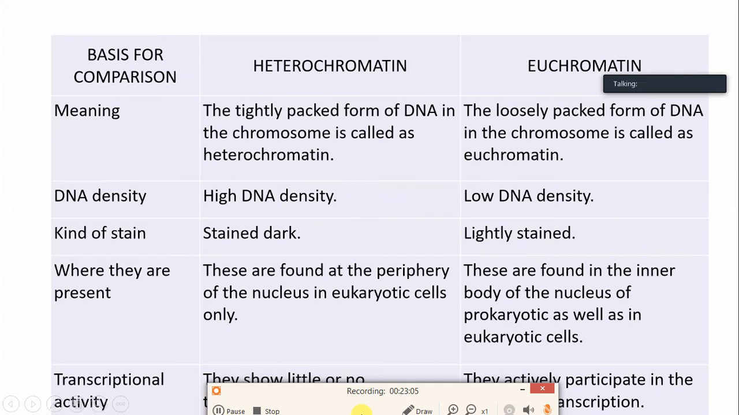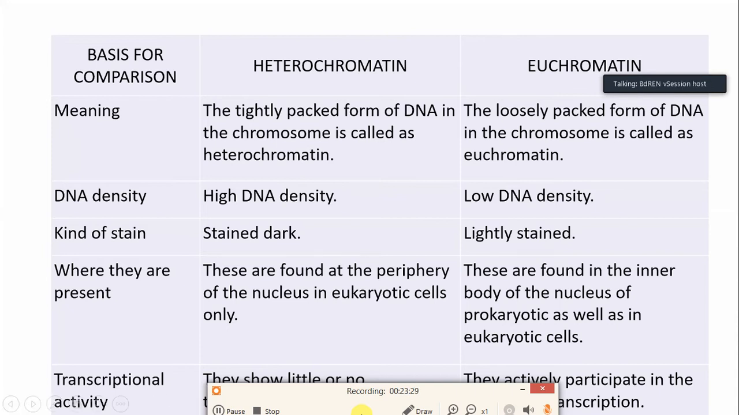Transcriptional activity. They show little or no transcriptional activity. They actively participate in the process of transcription. Yeah, somebody, Lipun Kumar, raised his hand. So I will discuss this issue just after finishing this one. I will give some time to discuss this issue. So then we'll discuss, yeah.